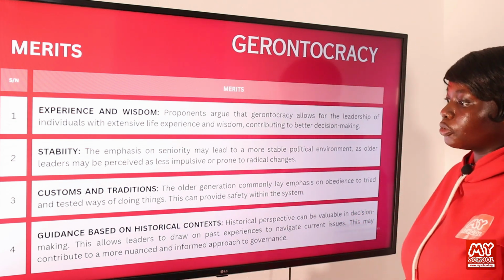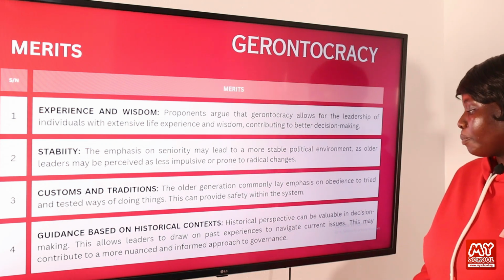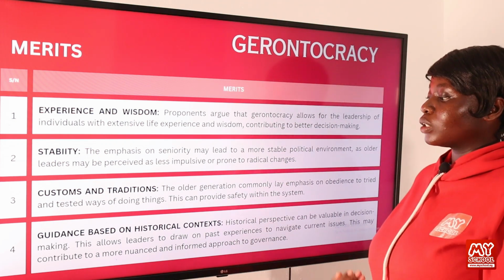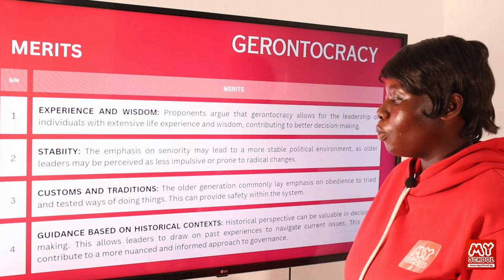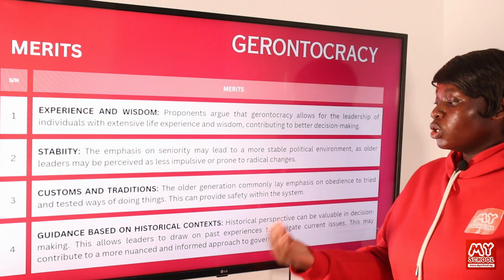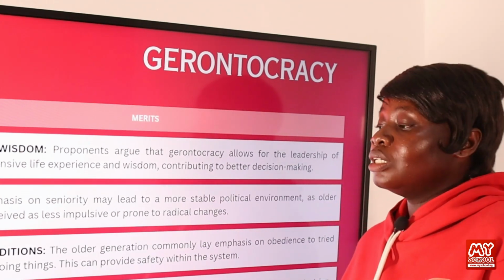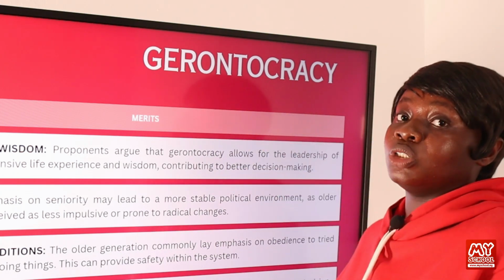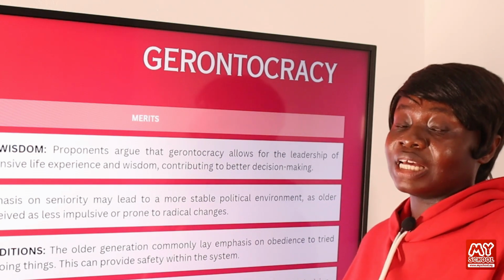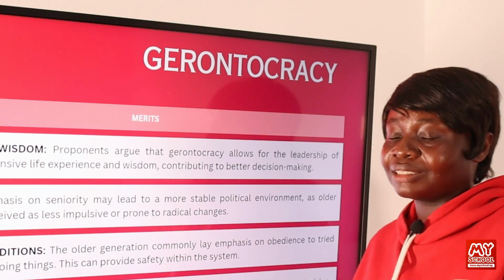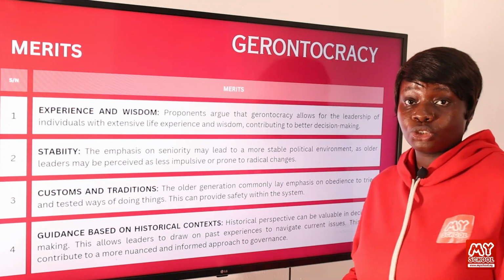Another merit of gerontocracy is guidance based on historical context. Historical perspective can be valuable in decision making. This allows leaders to draw on past experiences to navigate current issues, and this may contribute to a more nuanced and informed approach to governance. Since these older individuals have seen a lot of things during their time in the world, it will be easier to make decisions based on the way things happened in the past. If things turned out well, they make decisions based on that. If things didn't turn out well, they try to avoid that. And with that, there is some form of nuanced and informed approach to governance.